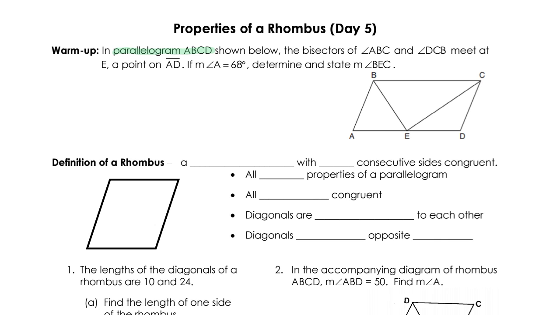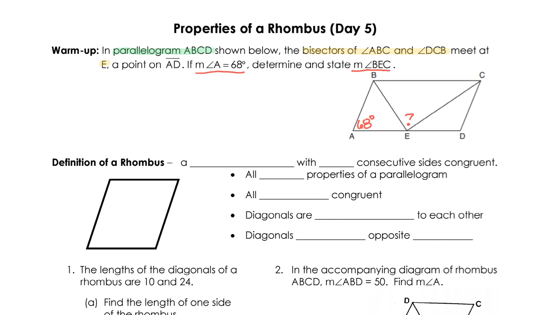We also have bisectors of angle ABC and DCB meet at E. And we have a point on AD. And it says that angle A is 68 degrees. So angle A is 68. They want you to determine and state the measure of angle BEC. So B to E to C is this angle here.